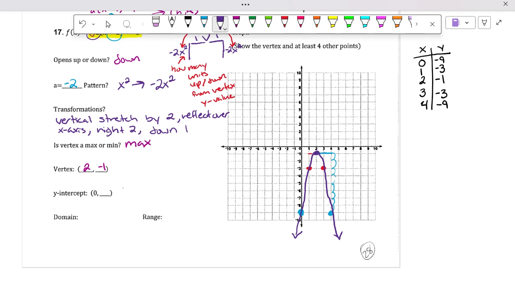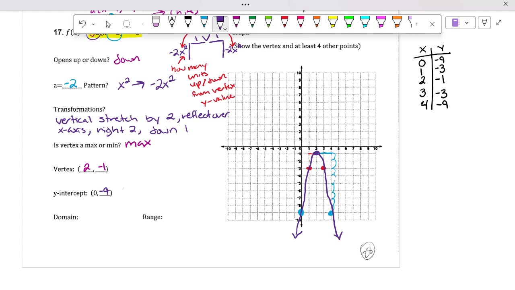Okay. So let's finish this up. So the y-intercept. All right. So we already found the y-intercept. What is it? 0, -9.